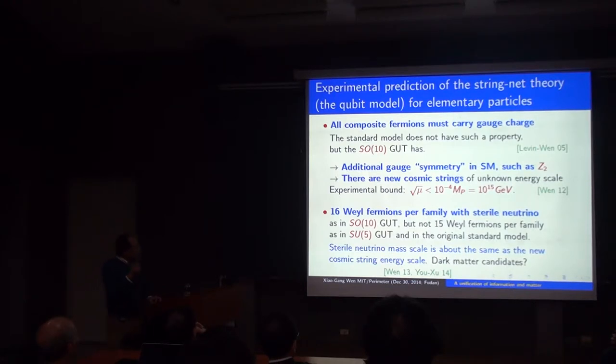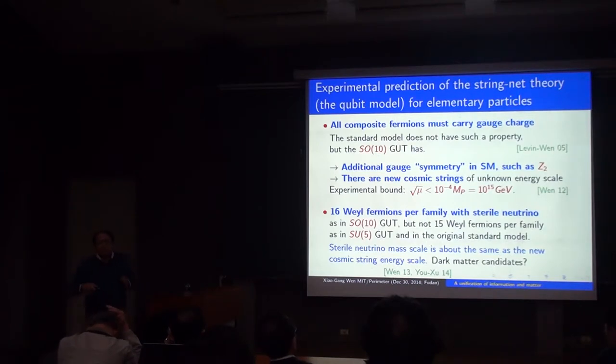Then there's another prediction. The standard model is not right. The standard model has 15 Weyl fermions per family. And the string-net theory says it cannot have 15 fermions. 16 is possible. Maybe some other values are possible, but maybe 16 is most likely. So you can say that's kind of a weaker prediction.